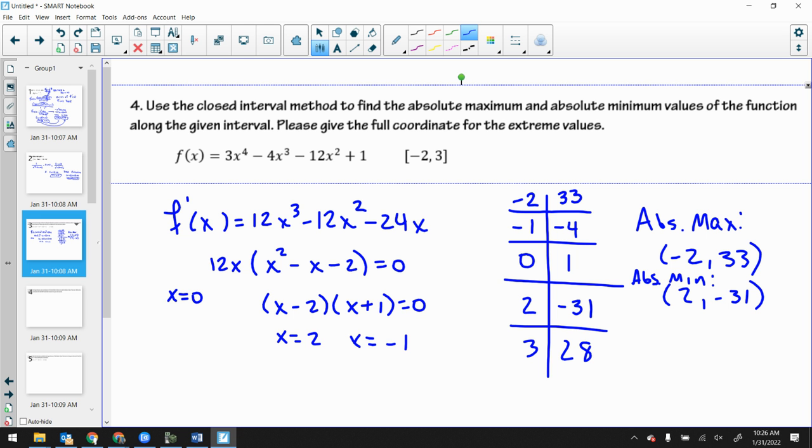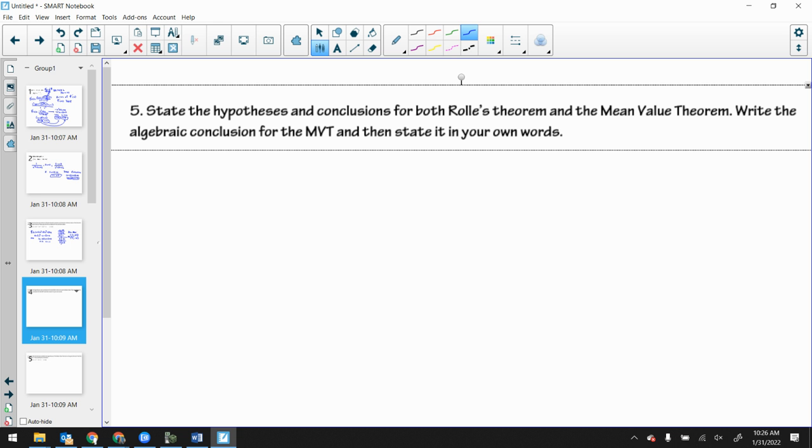All righty, let's look at 5. State the hypotheses and conclusions of both Rolle's theorem and mean value theorem. Write the algebraic conclusion for the mean value theorem and state it in your own words. That's fun. Kind of adding a new layer onto the question from the quiz, because the question from the quiz was basically, Rolle's theorem and mean value theorem, compare and contrast, right?